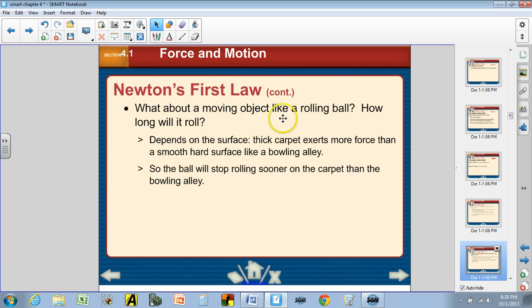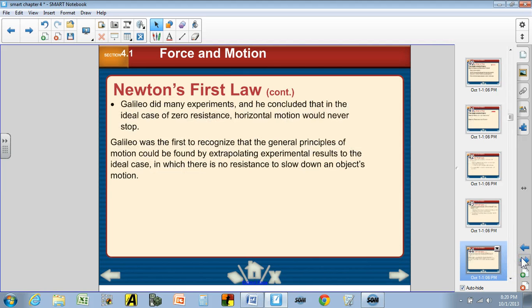Okay, but what about a ball rolling along? It depends on the surface. A thick carpet exerts more force than the smooth surface of a bowling alley. So the ball will stop rolling on the carpet quicker than it will in a bowling alley. Galileo did many experiments and concluded that in the ideal case of zero resistance, horizontal motion would never stop. Kind of a precursor to Newton's laws.